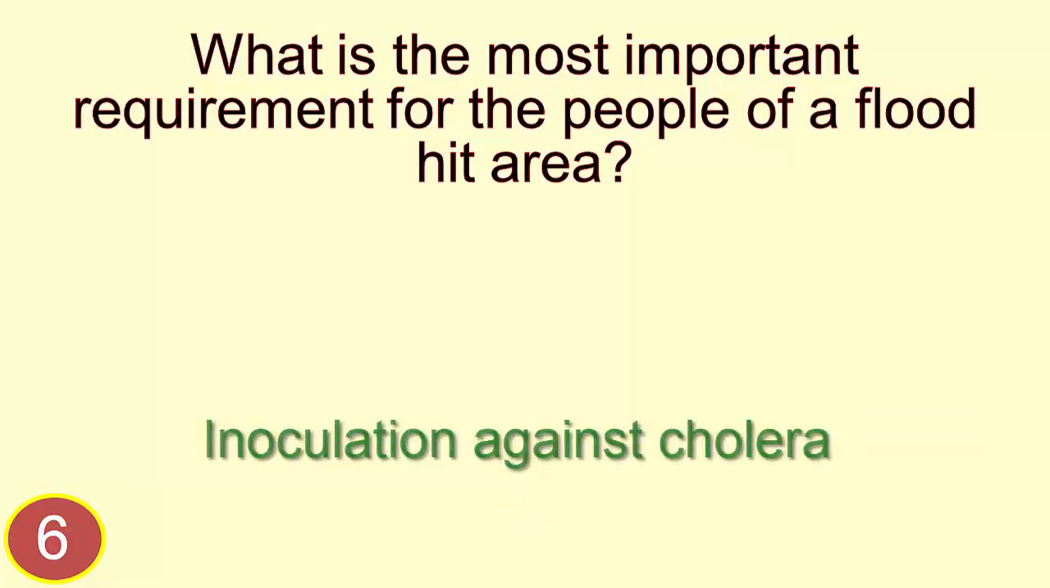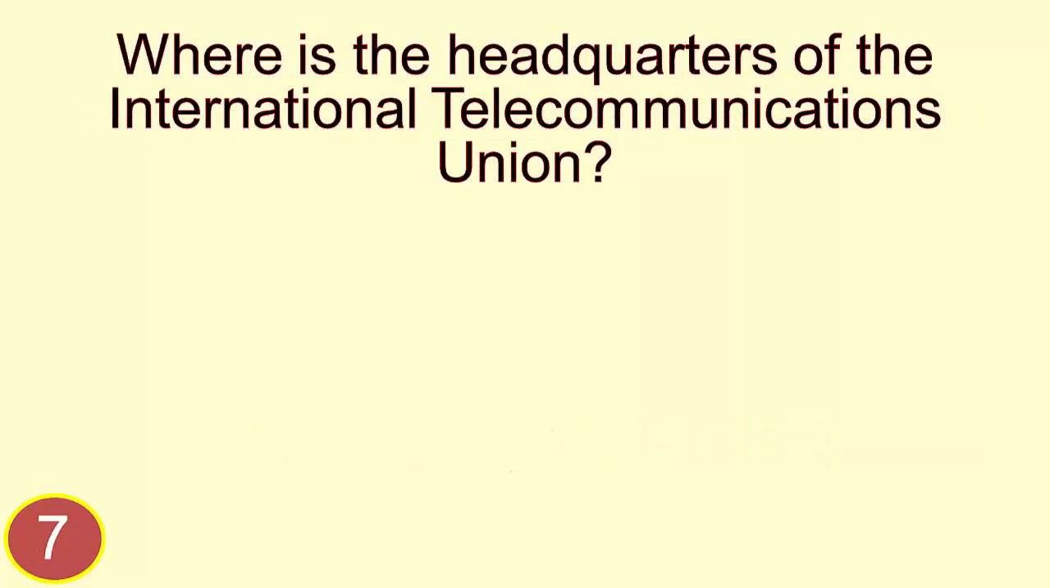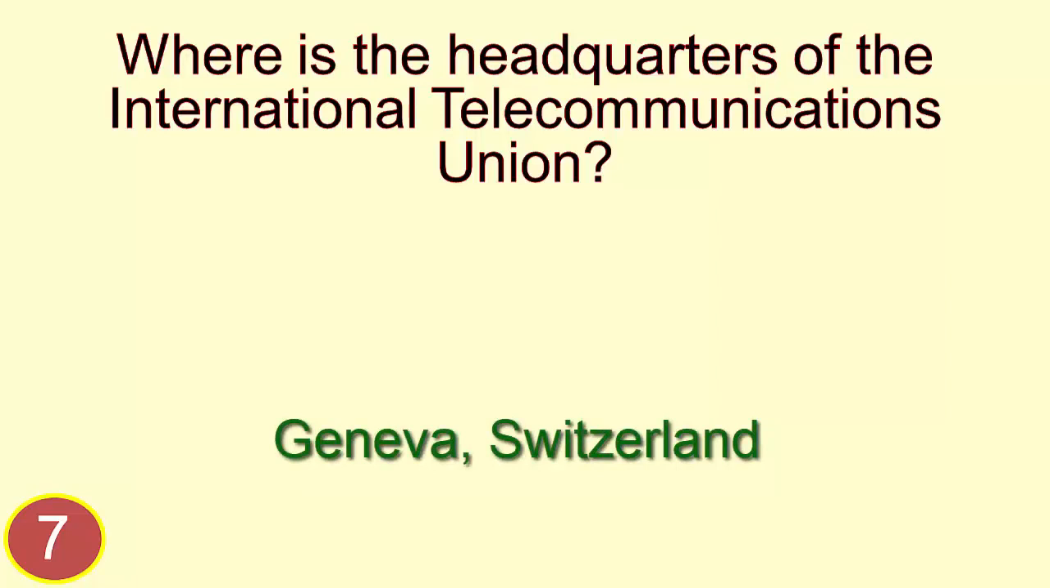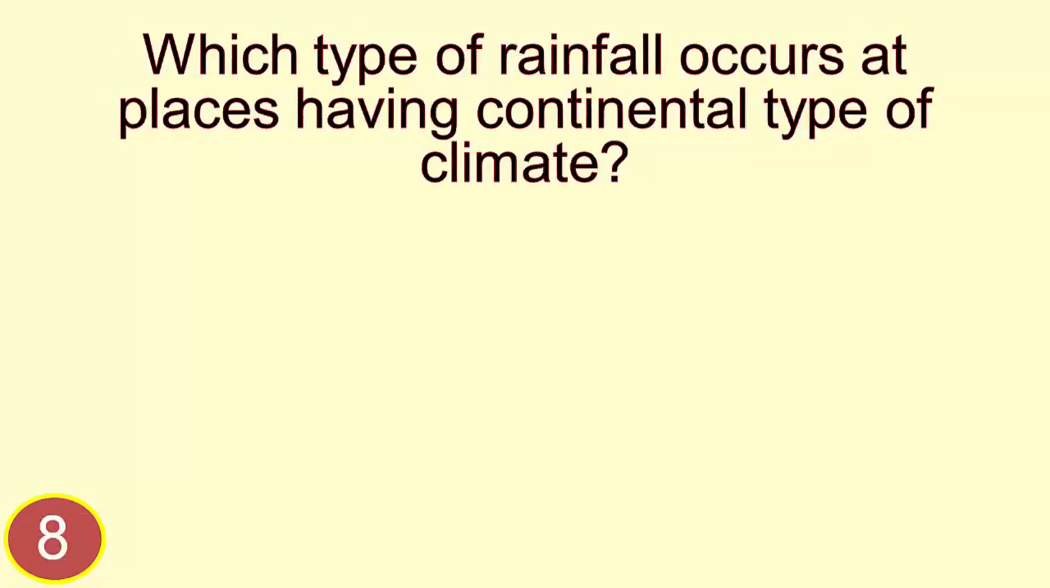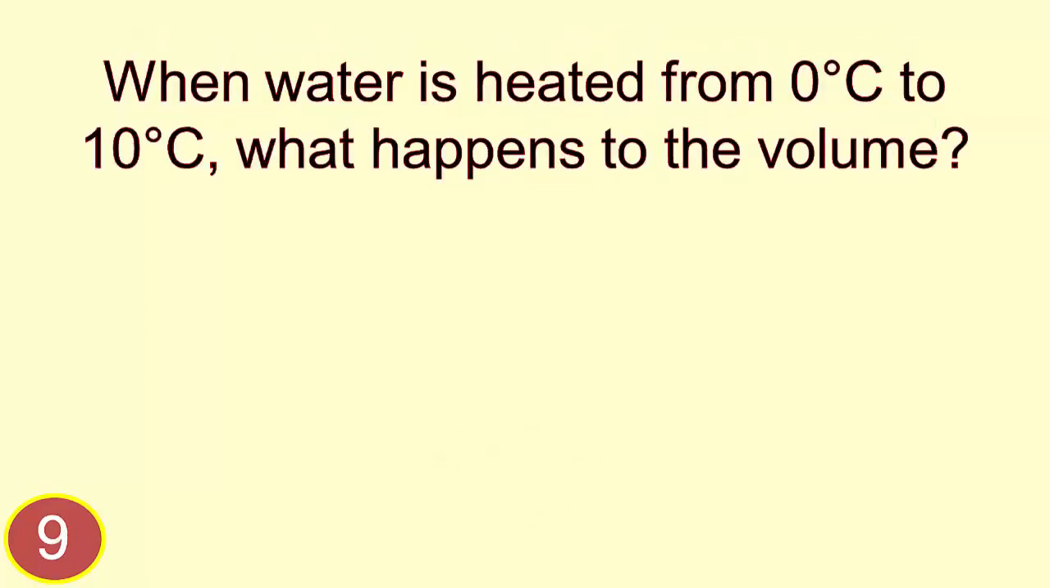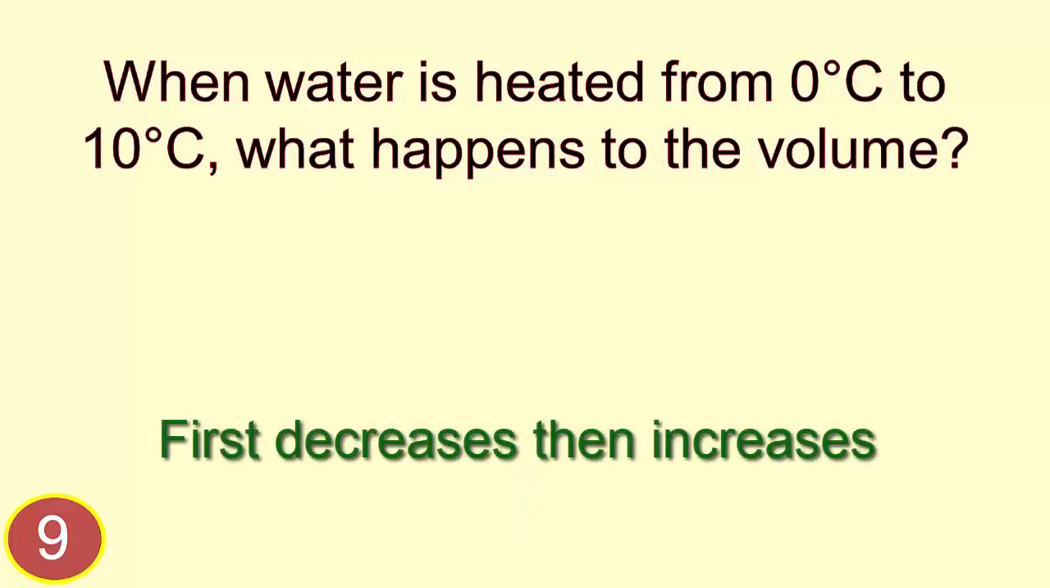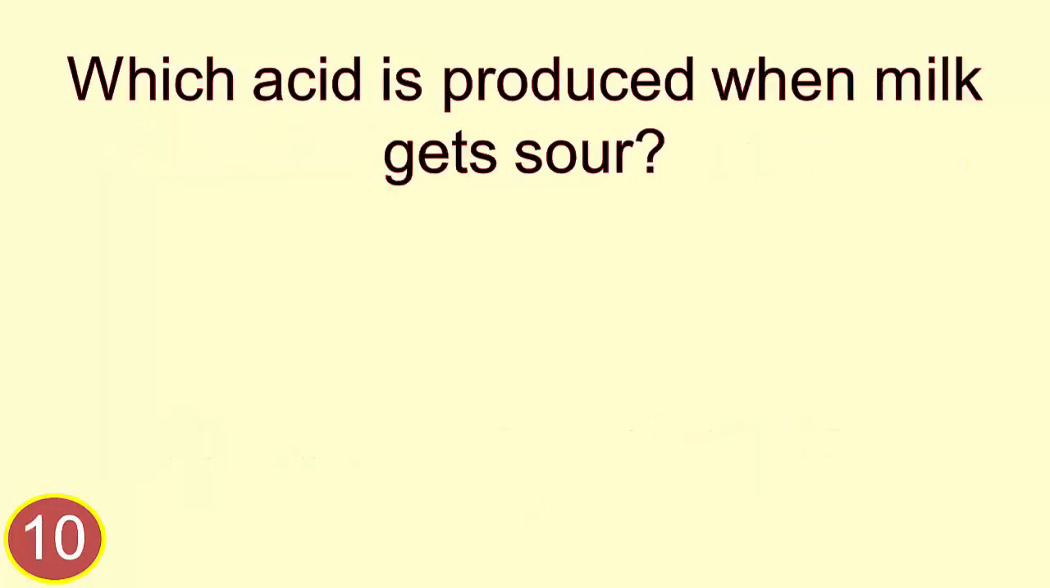Inoculation against cholera. Where is the headquarters of the International Telecommunications Union? Answer is Geneva, Switzerland. Which type of rainfall occurs at the places having continental type of climate? Answer is cyclonic. When water is heated from 0 degrees Celsius to 10 degrees Celsius, what happens to the volume? First decreases, then increases. Which acid is produced when milk gets sour?